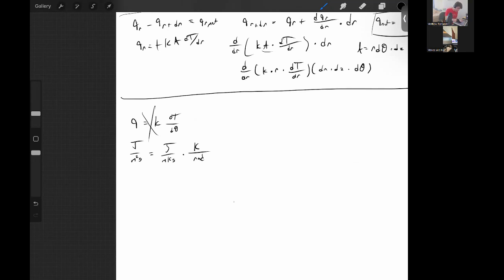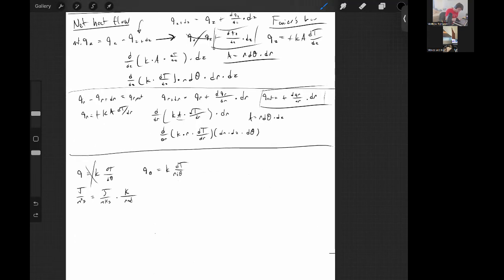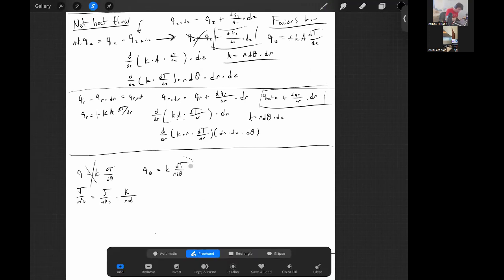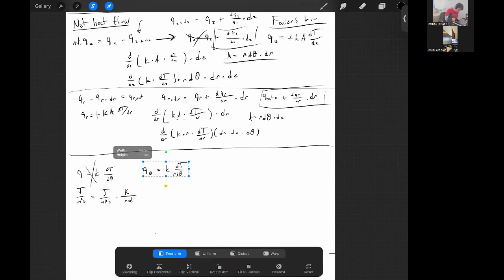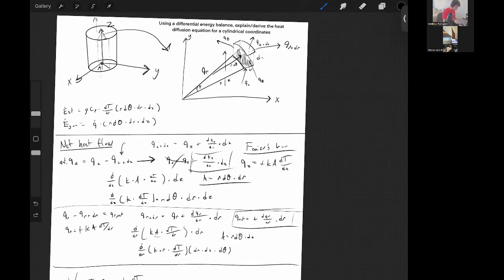So what we're going to say is that Q theta equals K dT over radius change of theta, as we've established with the arc length over here. And that is actually going to give us a realistic expression for our theta. So whenever we do Fourier's law, we're going to do it like this instead. We're going to have this division of radius because that helps rationalize our actual heat flow to make our units make sense in this case.